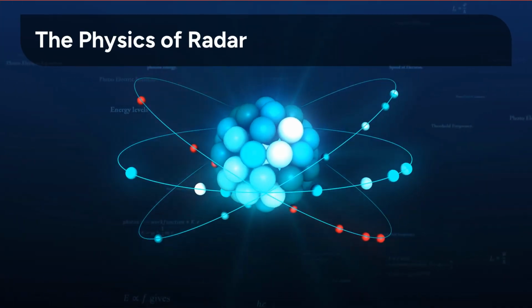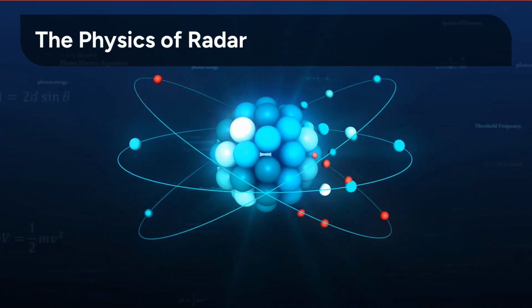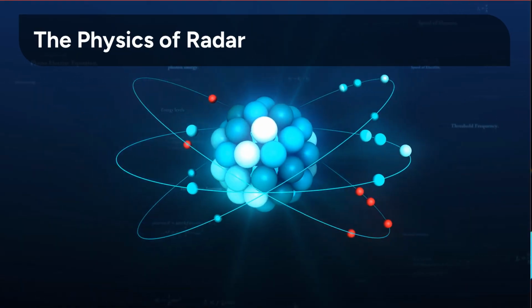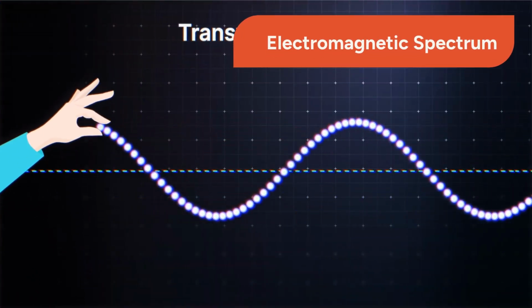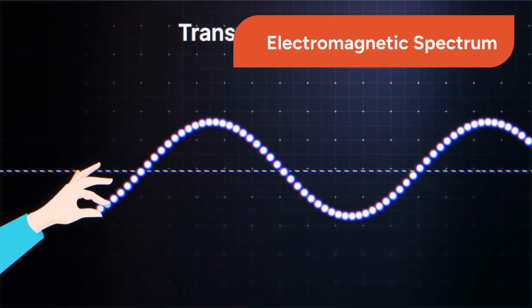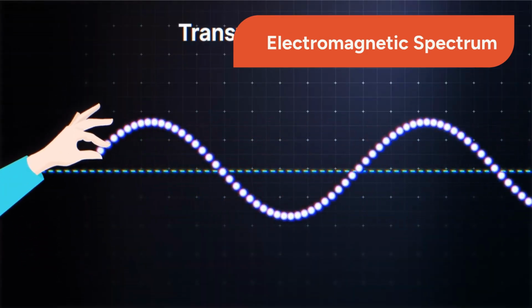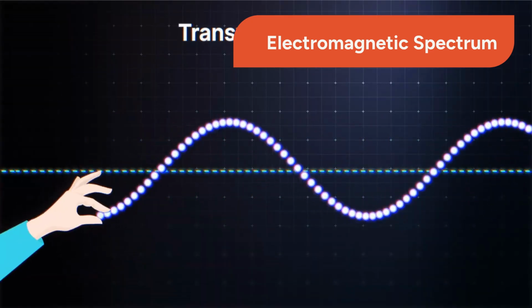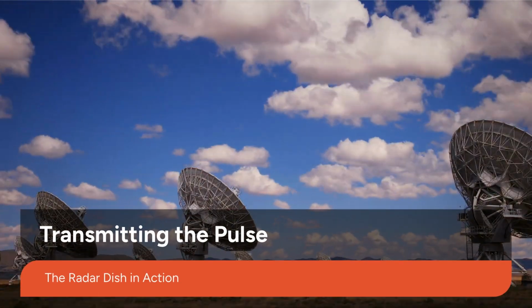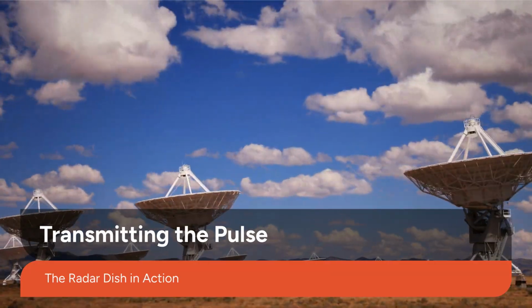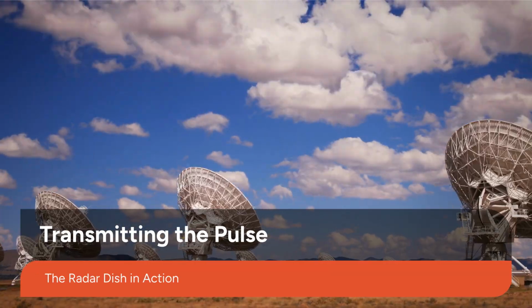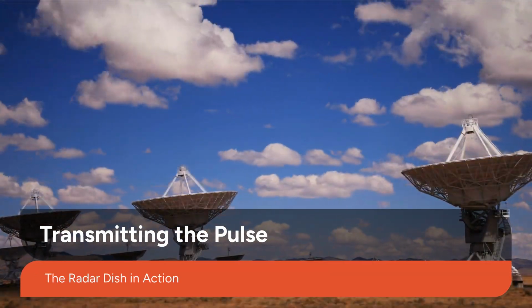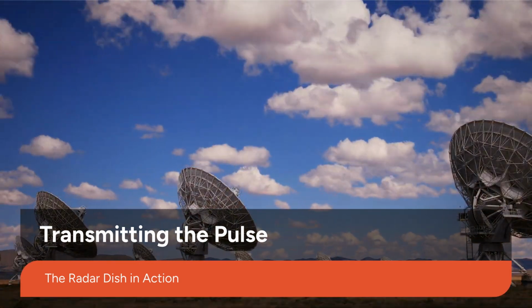To truly understand how radar works, we need to delve into some fundamental physics, specifically the nature of electromagnetic energy. Radar uses specific radio frequencies within the electromagnetic spectrum. These waves travel at the speed of light, making them perfect for quickly detecting distant weather systems. The large, rotating dish of the radar unit focuses the radio energy into a narrow beam and transmits short, powerful pulses out into the atmosphere. This is the first step in gathering data.